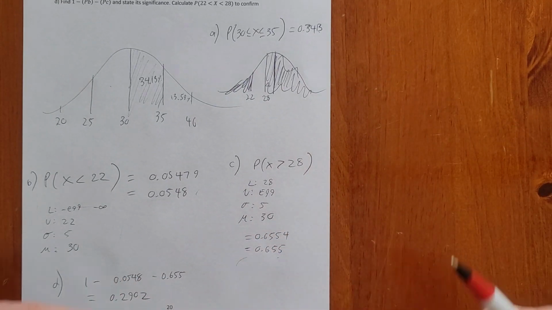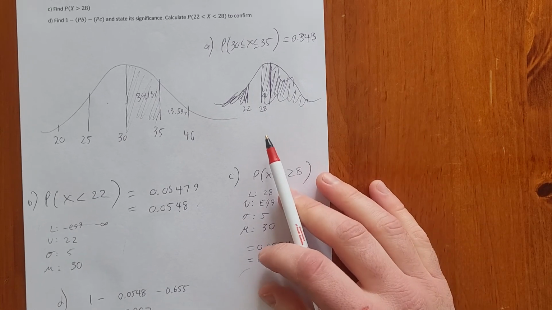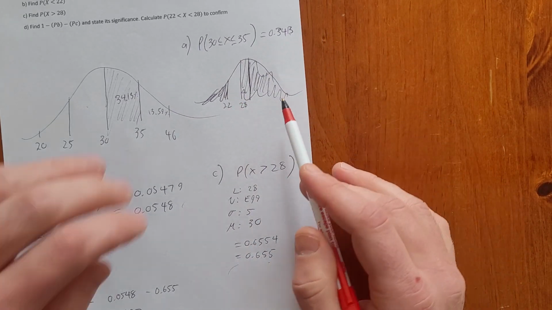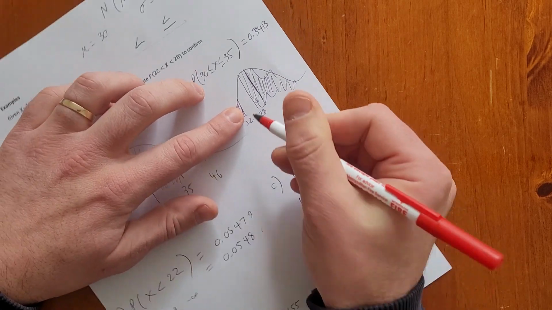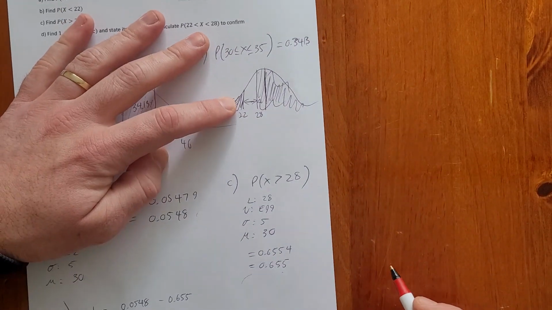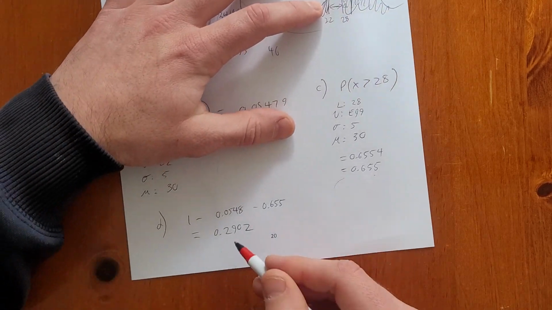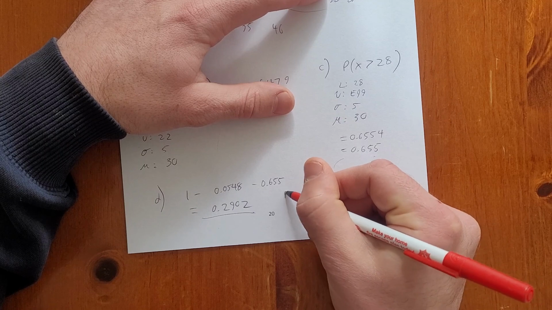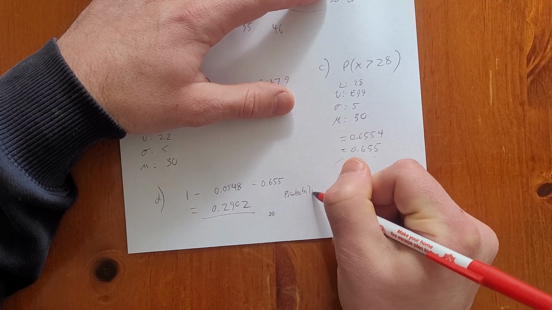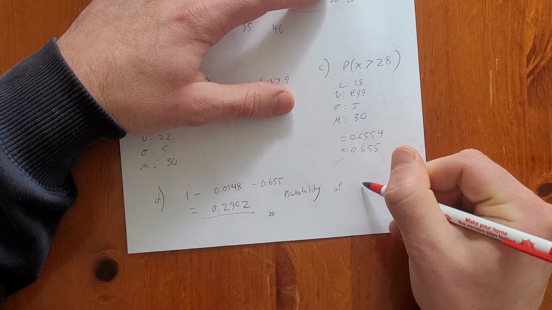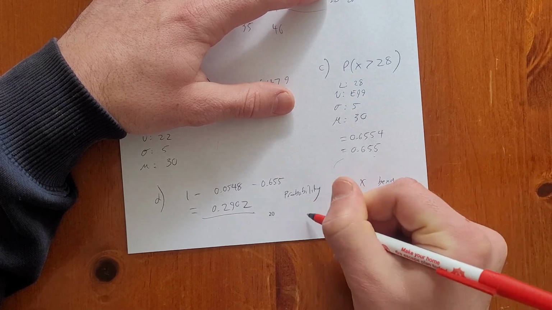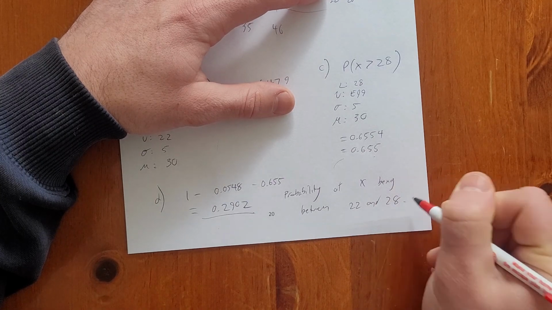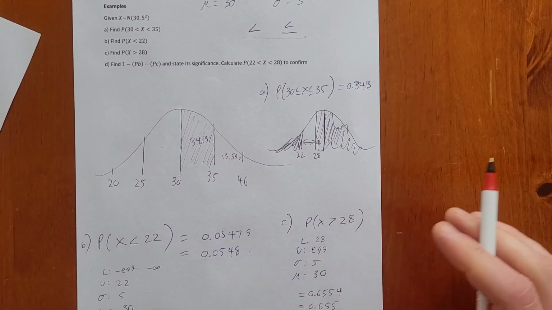And so remember, the sum of all probable events is 1. And so if we've got 1 and we've taken away the probability of it being less than 22 and the probability of it being more than 28, then this is the event that remains, okay? So this calculation here, this probability that we've performed, this is the probability of x being between 22 and 28, okay? From our diagram there, that's how we can determine that.